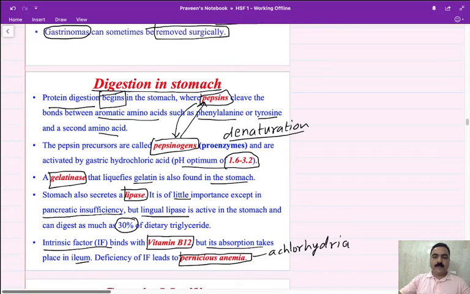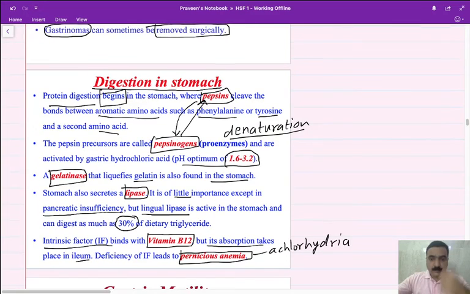So what else will happen? There will not be conversion of pepsinogen to pepsin initially, and then the protein digestion in the stomach may not be sufficient. But that can be adjusted if the pancreatic protein digesting enzymes are there, that is not a problem. So in achlorhydria, two things: the denaturation of the proteins will not take place, and the conversion of pepsinogen to pepsin will not take place.